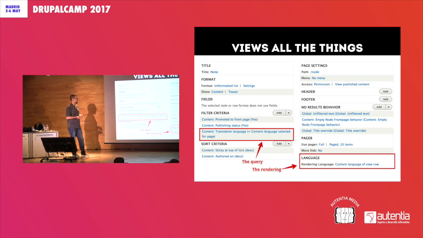So you can do, show me all the nodes in German, but show them in the original language. This is something you can do. Maybe you are building an admin interface for a set of users that use a specific language, and they need to know which content they need to translate. You can do that. These are not tied. You can do any combination you need for the query and for the rendering.